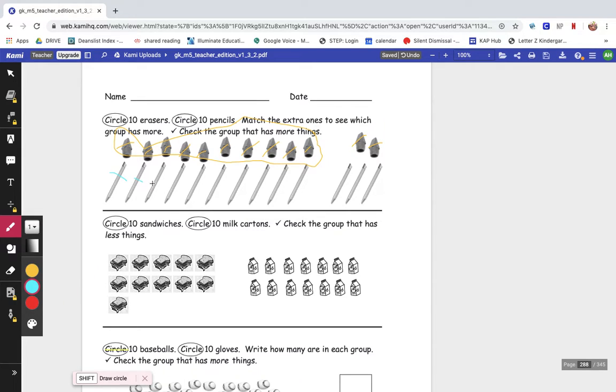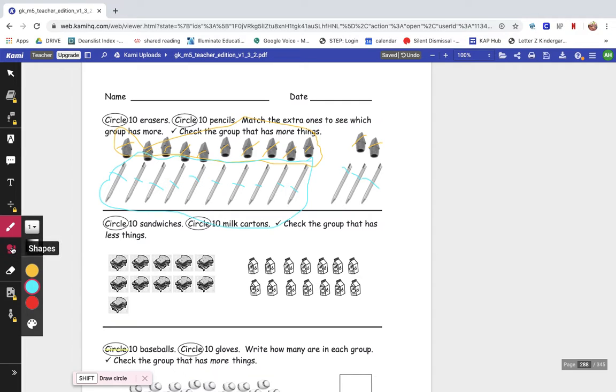1, 2, 3, 4, 5, 6, 7, 8, 9, 10. So I'm going to circle this 10 group of pencils. All right, now I'm going to count on from 10, 11, 12, 13. So I'm wondering which group has more.